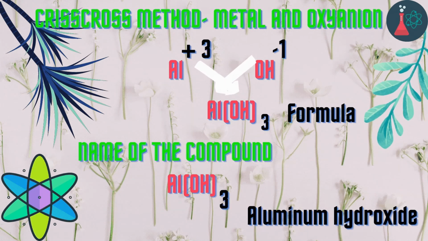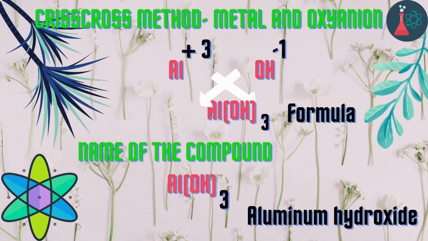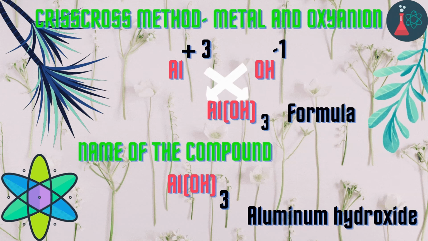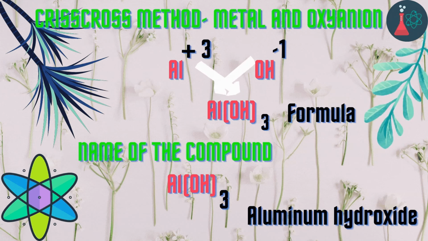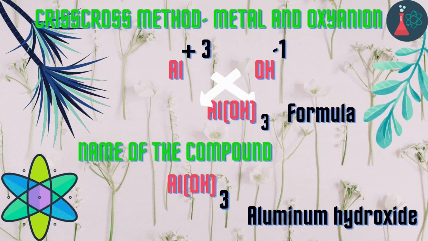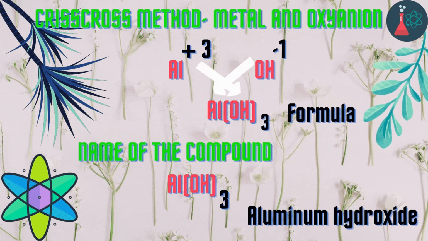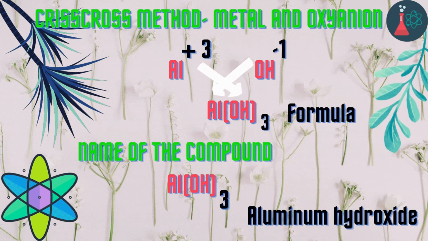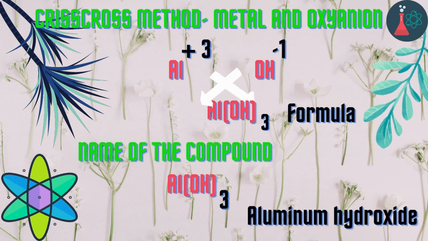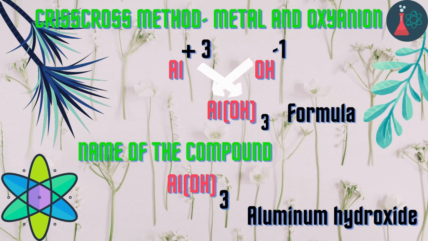Okay, another example, a combination of a metal and an oxygen ion. Al is positive 3 and OH is negative 1. Cross their oxidation numbers and you come up with the formula Al(OH)3. How do you name the compound? Al(OH)3 is aluminum hydroxide. So OH is hydroxide.